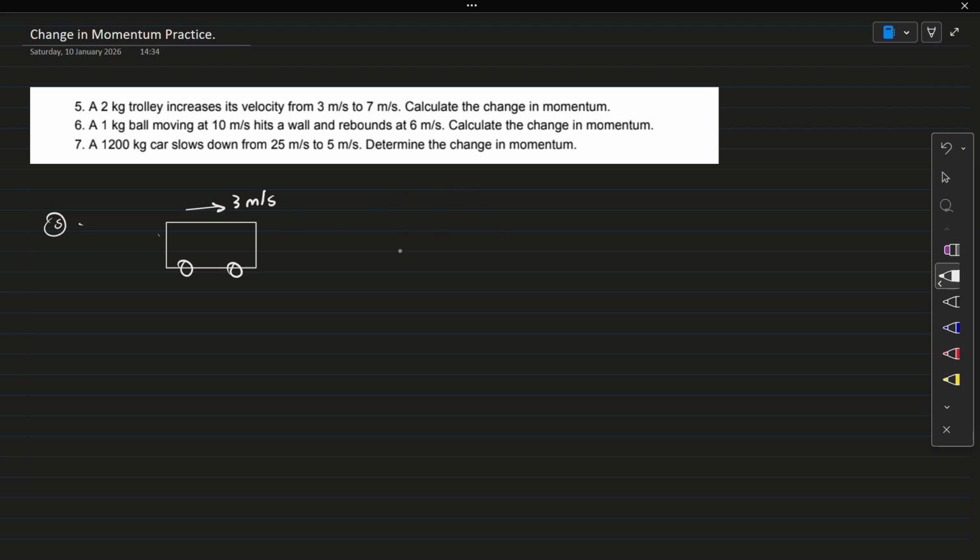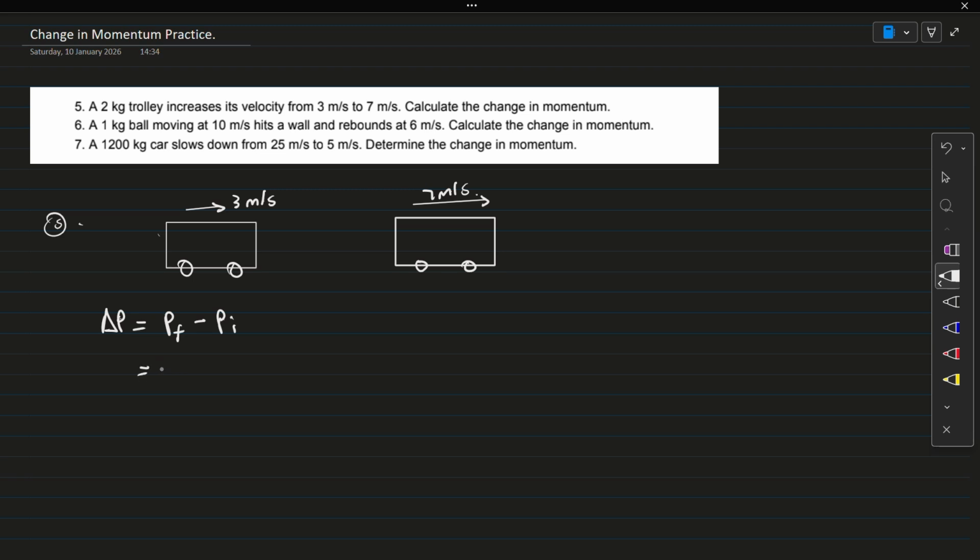Then, after a few seconds, this is still our trolley. It's still going to the right, but now it's going with 7 meters per second. So, you are asked to calculate the change in momentum. Remember, change in momentum, represented by delta P, is going to be final momentum minus initial momentum.